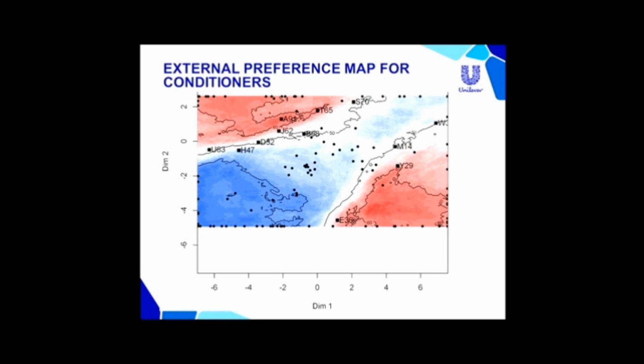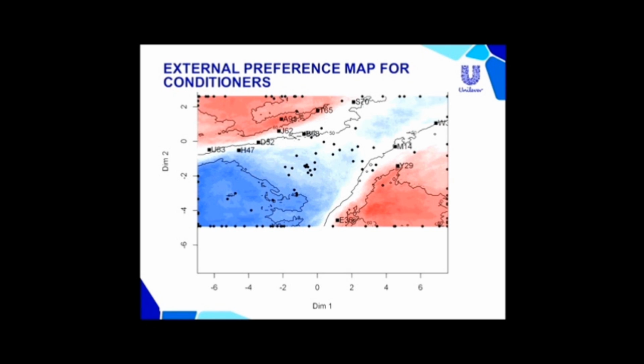Each point will be a consumer-product point. So that will be what a consumer has assessed for a particular conditioner. Each person does all the conditioners. That has to be the case. So everybody has to have done everything. Red is high liking. Blue is low liking.